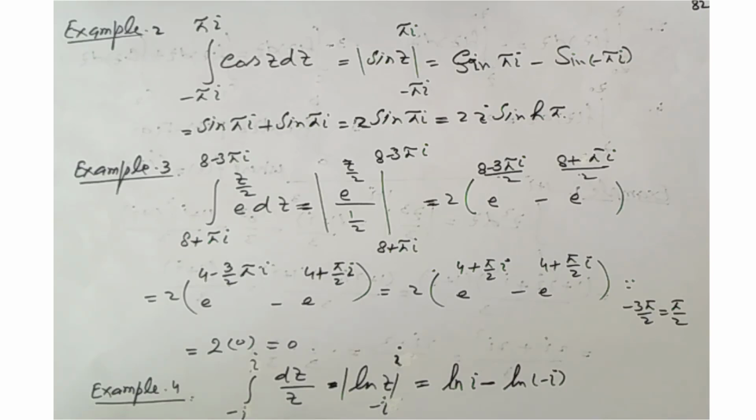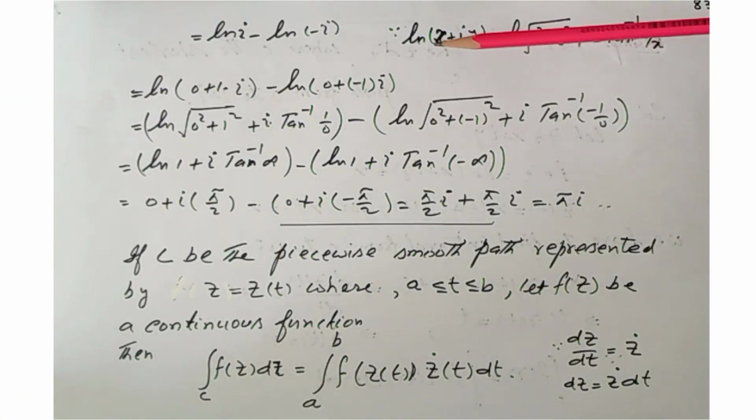Example 4, integral from minus iota to iota of dz over z. So it is a simple integral, this is log z. We put here log of iota minus log of minus iota. We use this formula, log of x plus iota y equals log of under root x square plus y square plus iota tan inverse y over x.